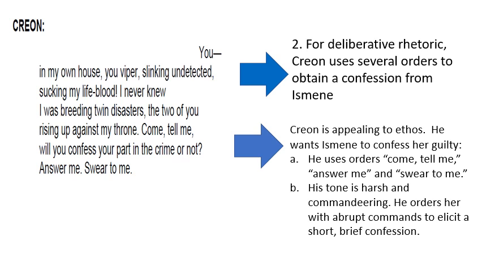That's very, very militant, aggressive, and assertive. He wants to establish a tone of fear and induce an immediate confession. His tone is harsh and commandeering or aggressive. He orders her with abrupt commands to elicit a short, brief confession and an immediate compliance. So this is a mini court or tribunal, and he's ordering her, and he's basically the judge, jury, and executioner in a militaristic fashion, in a tyrannical way.